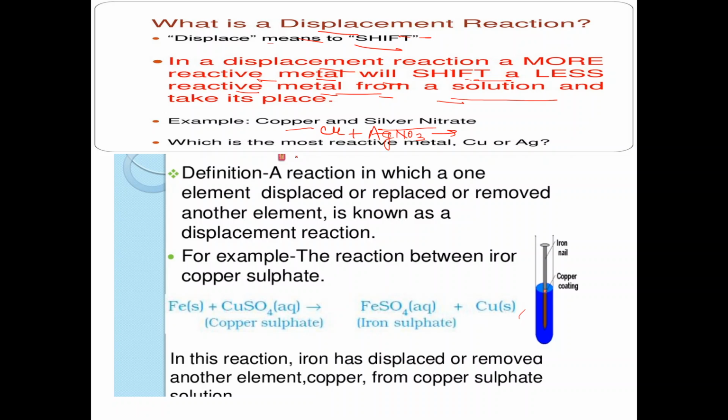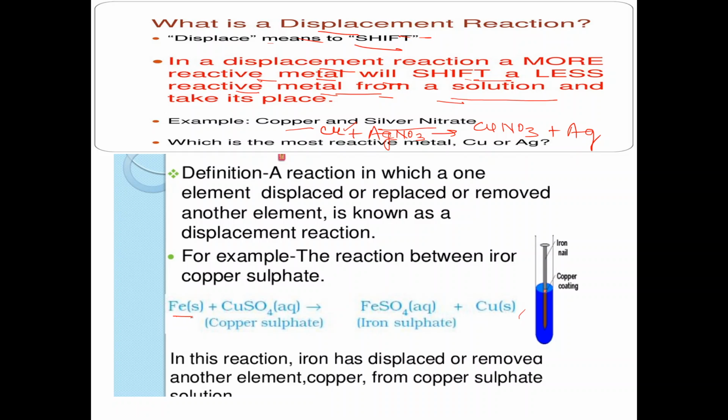which is the most reactive metal? Copper is more reactive than silver, so it will displace silver. It will push it out, so what will be formed here? Copper nitrate plus Ag. So from the reaction also you can find out which metal is more reactive.